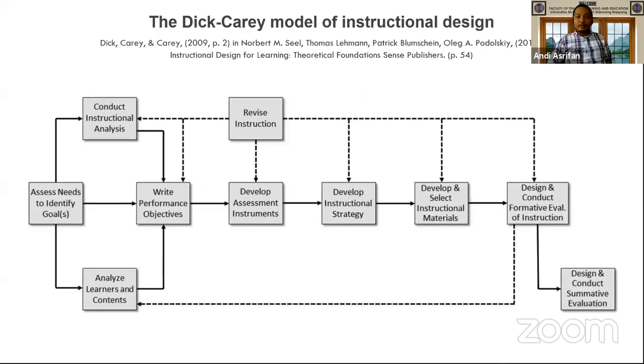And then this is the Dick and Carey model of instructional design, where in the first step we assess need to identify the goal, and then conduct instructional analysis and analyze learner and the content. After that, we combine this data, instructional analysis, and analysis of the learner to write the performance objective, and then develop the assessment instrument, and then develop instructional strategy, develop the instructional material, and then we design the formative evaluation of instruction, and then after that we do the small test, and then we revise the instruction, and then back again to develop assessment instrument, and then in the last, after that, we have a summative evaluation.